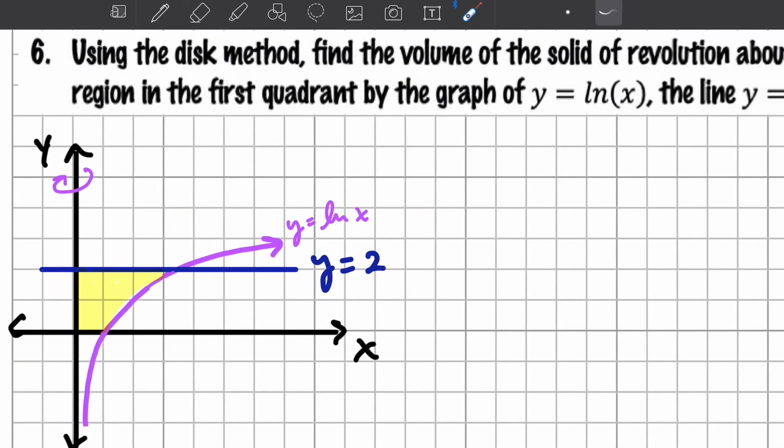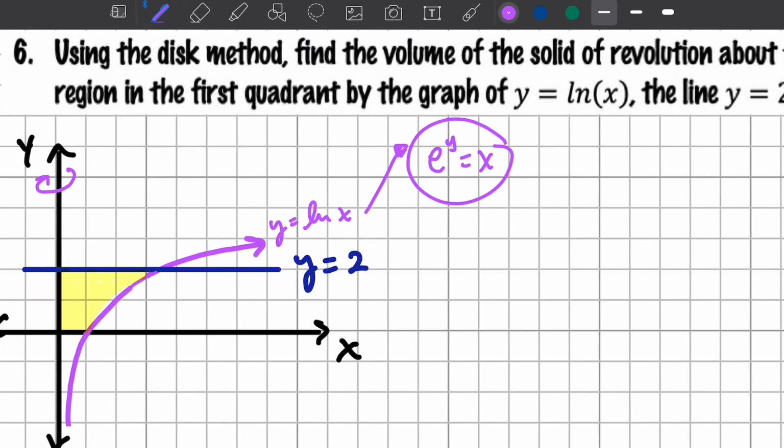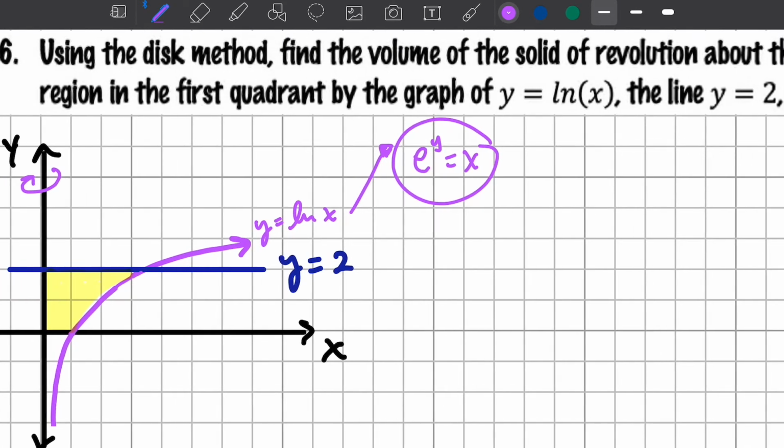So now what we need to do is, since we want to revolve about the y-axis, I need to change this function in terms of y, meaning I have to solve for x. So to solve for x, I have to do e of both sides, so it'll be e to the y equals x. So that's my function in terms of y. So now let's set up the integral.